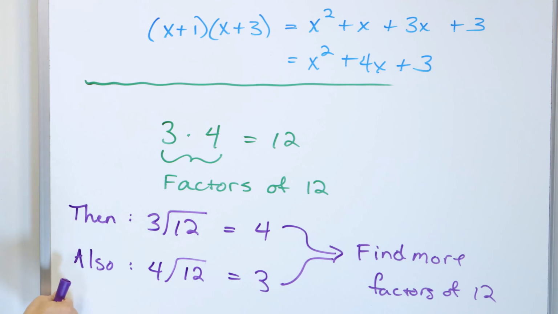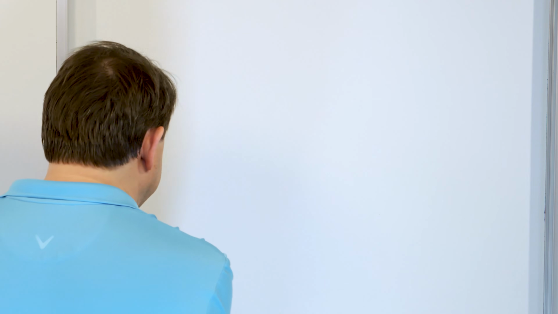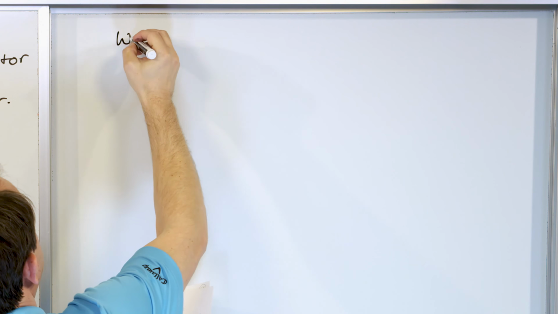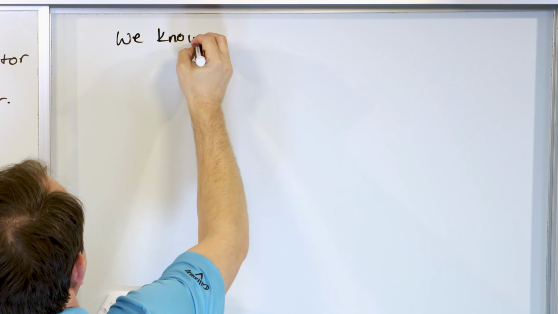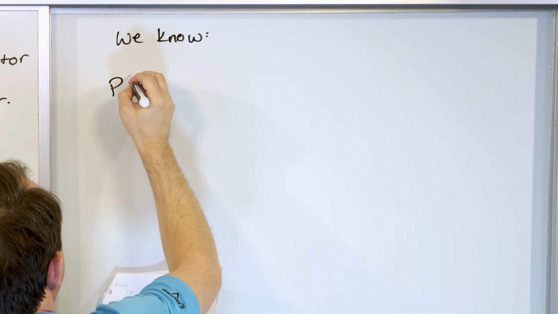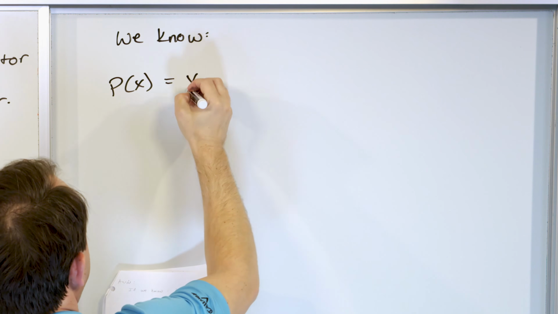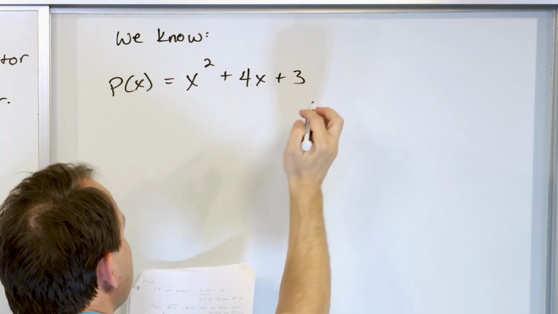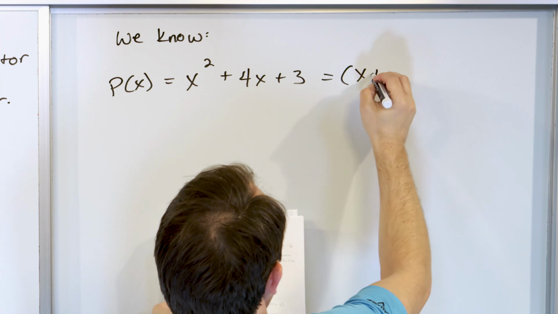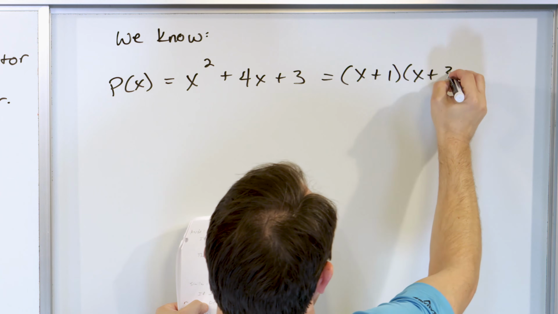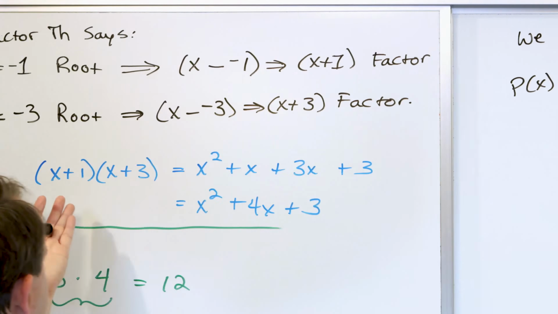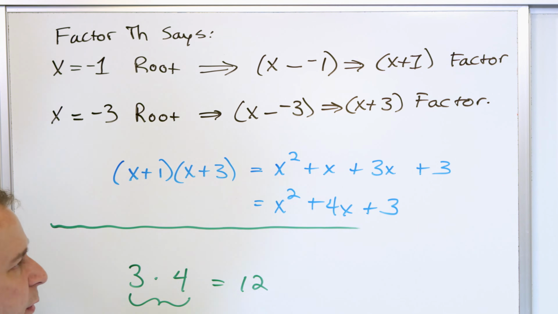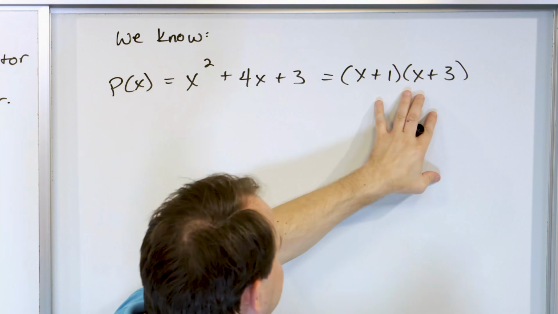Now it's easy to understand with numbers, and I'm going to use that to make it easy to understand in algebra. Okay, so for instance, if I know the following, that this polynomial, p of x, is x squared plus 4x plus 3, and I know that it factors as x plus 1 and x plus 3. I know this because we just did it, right? I've shown you that when you multiply all this out, that's what you get. So this is the factored form of this.